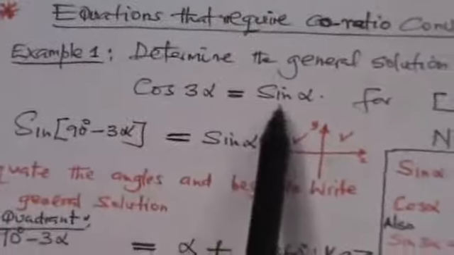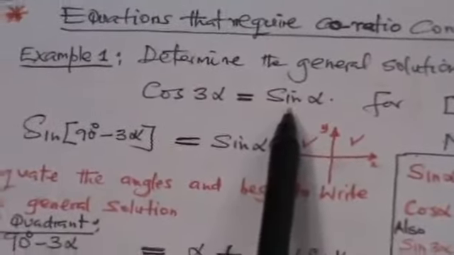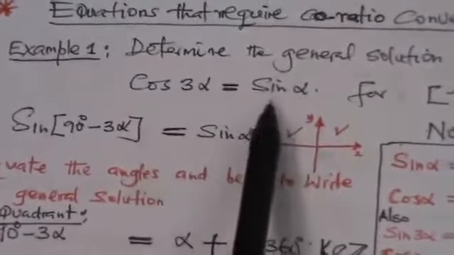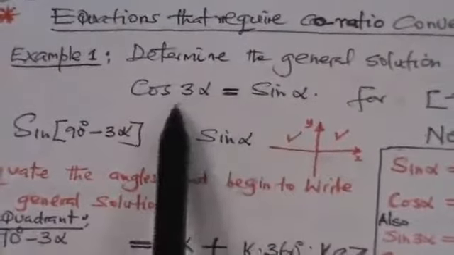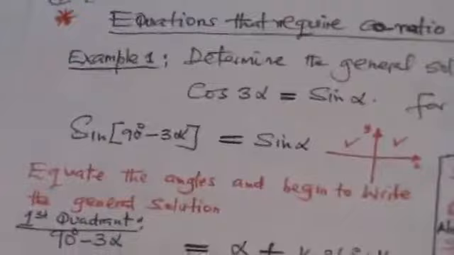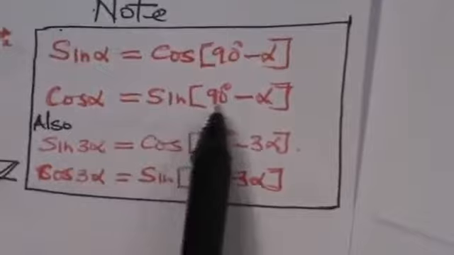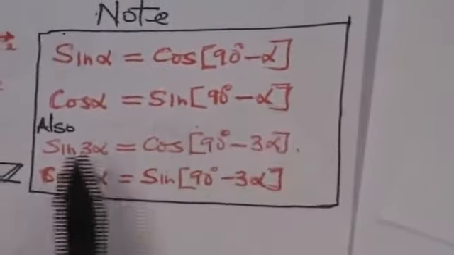Try to change either the left-hand side or the right-hand side to have the same ratio. If I'm changing the left, it means the left will have the same ratio as the right, or if I'm changing the right, it will have the same ratio as the left. So let's look at our co-ratio conversions here. Sine alpha can also be written as cosine 90 minus alpha. Cosine alpha can be written as sine 90 minus alpha. They are the same things.